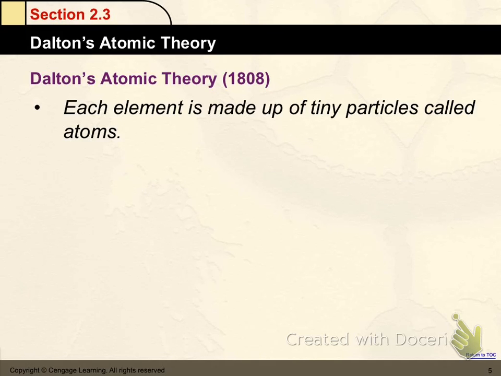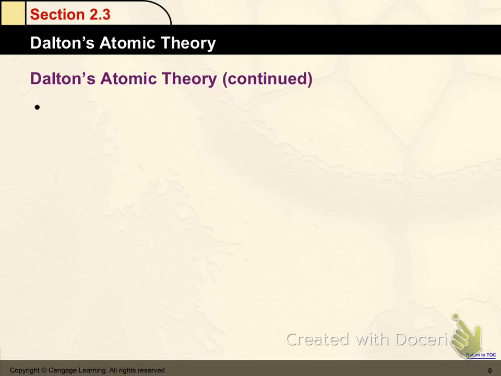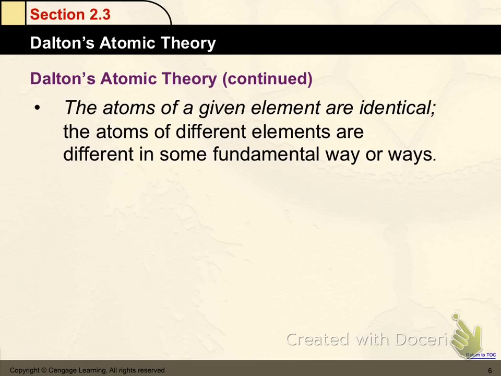So Dalton had an atomic theory that he came up with and published around 1808. And this atomic theory has a couple of different points, not all of them still holding valid today, but at the time they were groundbreaking as chemistry was kind of dead for a couple of decades, and he kind of brought it back to the forefront. Dalton said that each element is made up of tiny particles called atoms. It seems easy for us, but it wasn't intuitive to chemists back in the early 1800s. These atoms of a given element are identical. The atoms of different elements are different in some fundamental way or ways. Now we know that this isn't exactly true because we have things that we like to call isotopes.